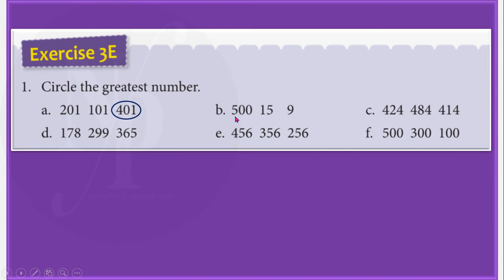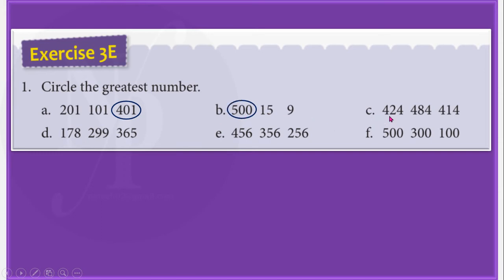So coming to B, we have 500, 15 and 9. So we know that the number with more number of digits is always greater than the numbers with lesser number of digits. Therefore, here since 500 is having 3 digits, 15 is 2-digit number, 9 is single-digit number, and therefore 500 is the greatest of all the 3 numbers. We need to circle 500.